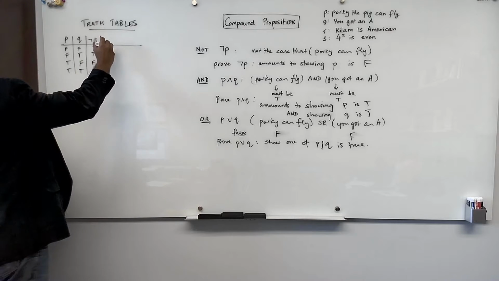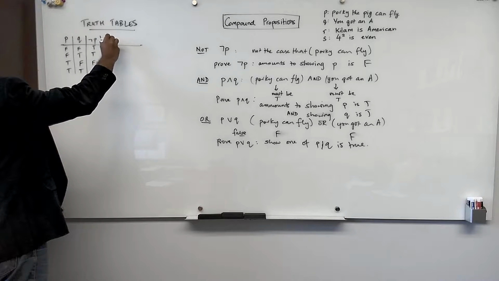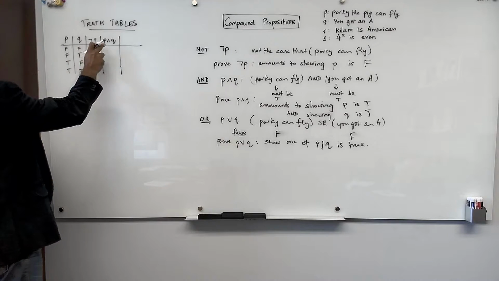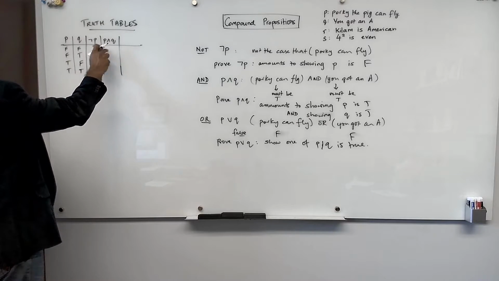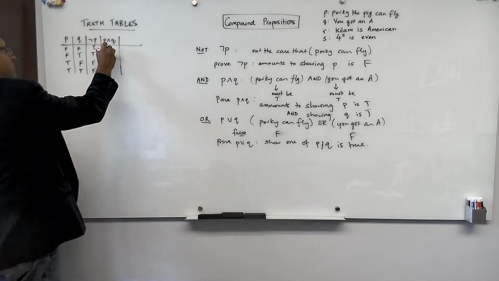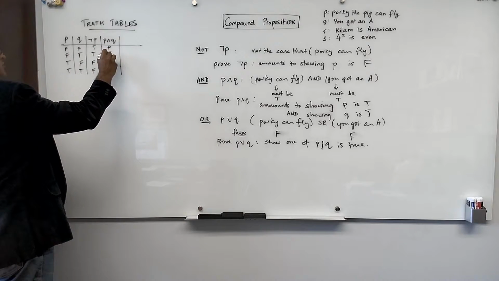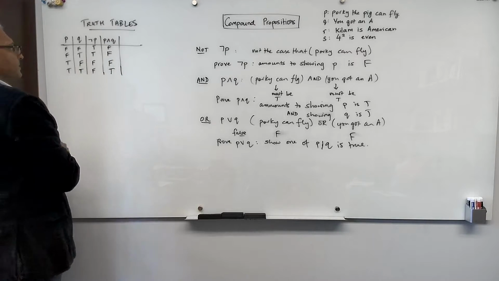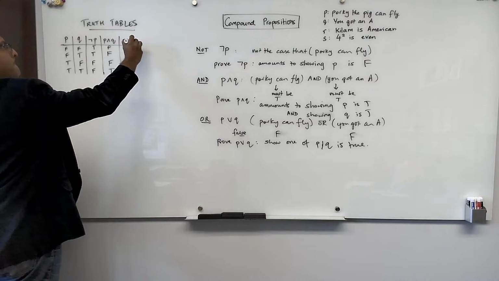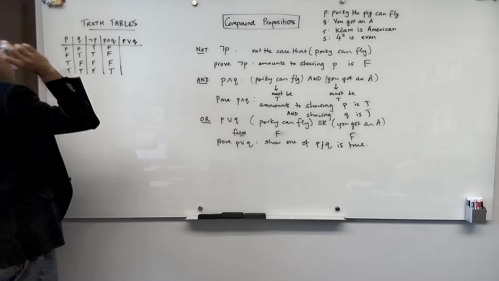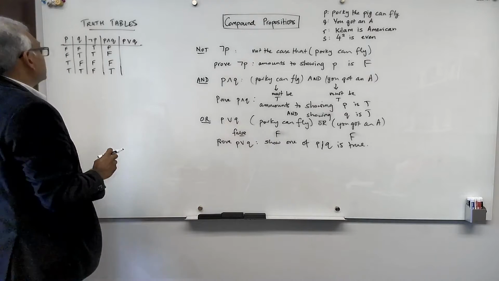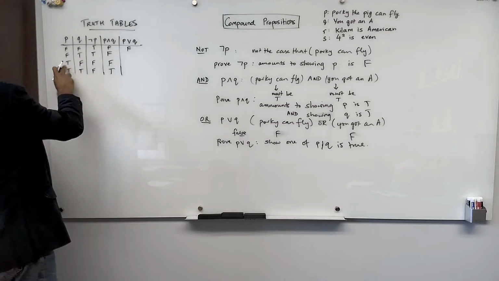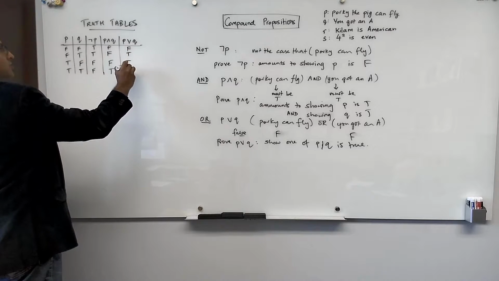Let's look at the AND, P and Q. In this case, P is false and Q is false. As long as one of them is false, that's all you need for the AND to be false. Here this one's false, so false. This one's false, so false. The only case where the AND is true is when they're both true. And finally, let's look at the OR. The only case where the OR is false is when both are false. In all other cases, at least one of them is true, and so the OR is true.